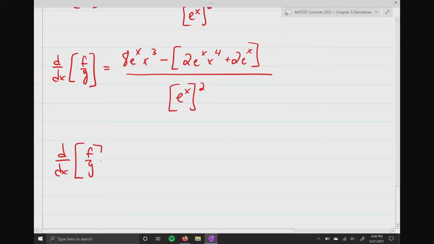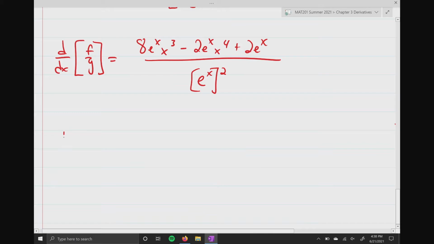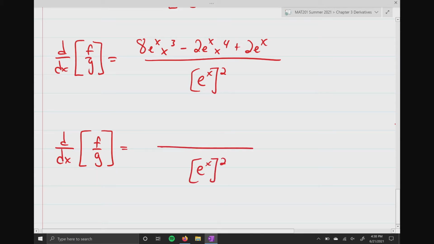So our derivative is going to equal 8 e to the x times x to the third minus 2 e to the x times x to the fourth plus 2 e to the x all over e to the x quantity squared. And yes, you can further simplify this, because if you look in the numerator, every single term has an e to the x in common, so I can factor that out.